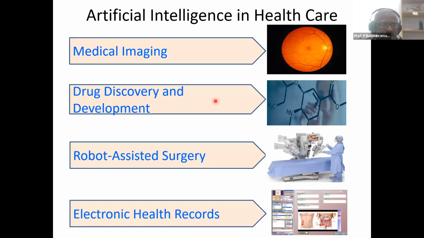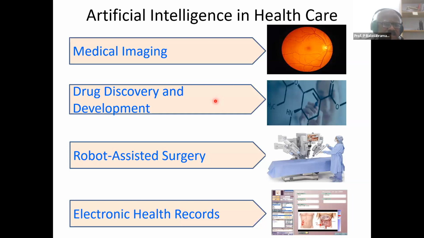Similarly, drug discovery and development. You want to develop a drug. Then at every stage, for example the testing phase, how many samples we need to include, what the test results are, what tests need to be done, everything involves AI techniques, and a lot of software is available for drug discovery and development.